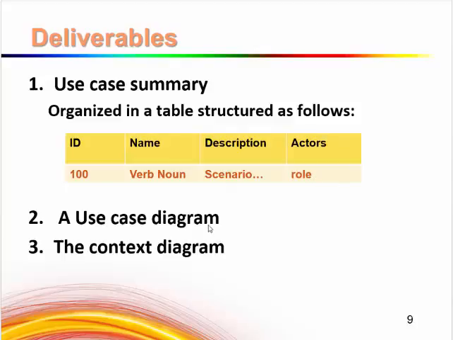The second deliverable is a use case diagram. It describes the meta model of the system to describe the relationships of actors and systems. The third deliverable is a context diagram. The example has been shown in previous slides.